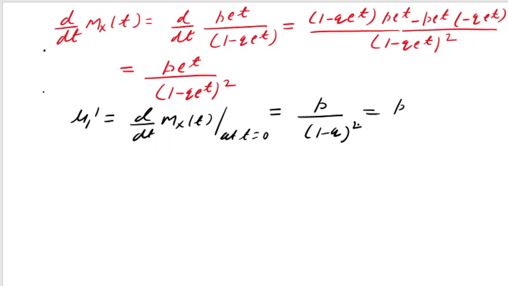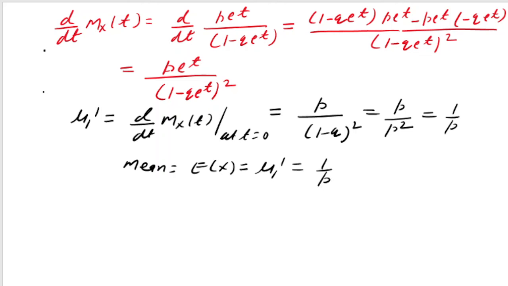So I get p by 1 minus q square, so that is p by p square, so that is equal to 1 by p. So the mean is equal to the expectation of x, which is represented by mu1 dash, is 1 by p. Point number 2.